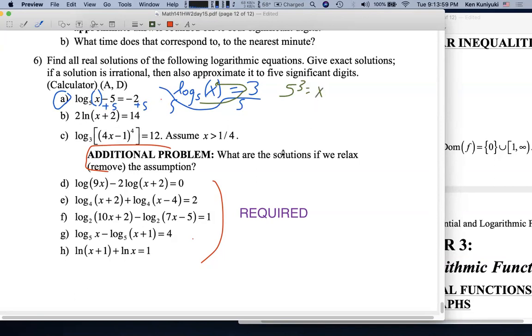5 times 5 is 25. 25 times 5 is 125. I don't blame you if you need your calculators for that, but with time you'll get used to this. 5 cubed is 125.